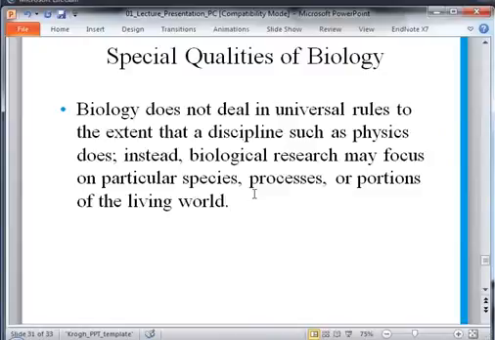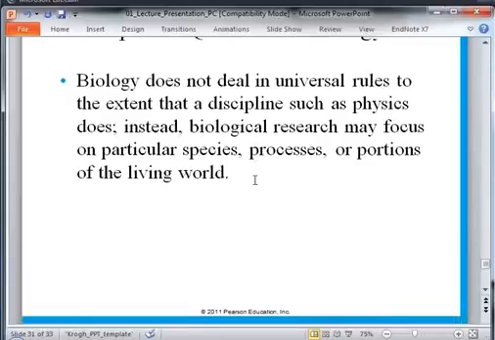Biology does not deal in universal rules for this reason, and biological research may focus on a particular process or portions of the living world. The big reason for this is that because there is such complexity, it makes it tough to make things that we'll actually call laws. In biology, theories are big, important things that have lots of support.